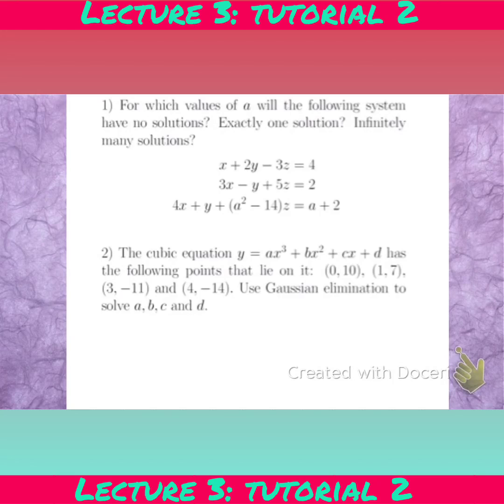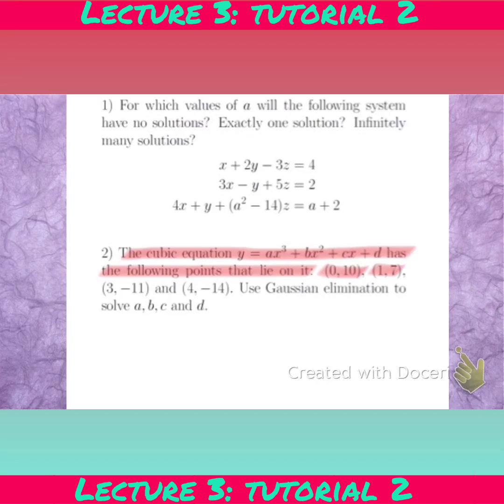Next up we've got question 2. We're given a cubic equation, y equals ax cubed plus bx squared plus cx plus d. And we are given 4 points that lie on this cubic equation: (0, 10), (1, 7), (3, minus 11), and (4, minus 14).